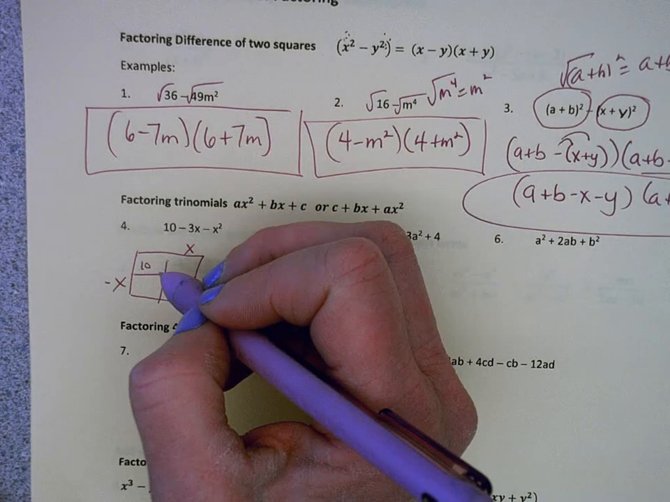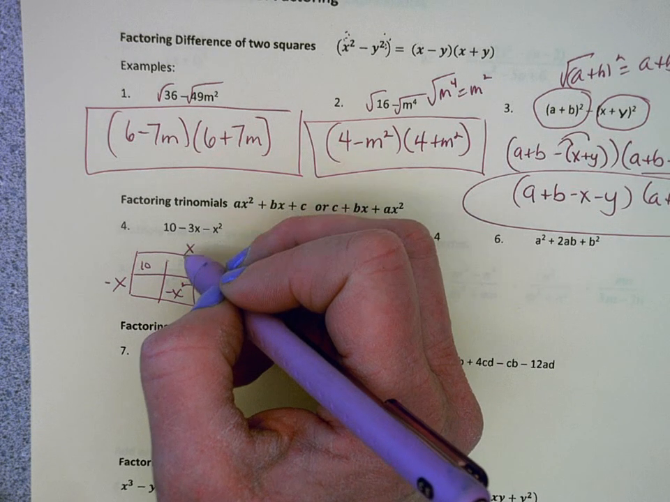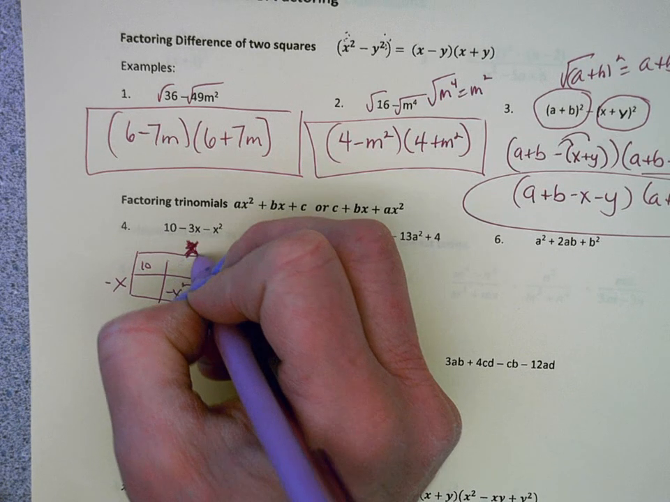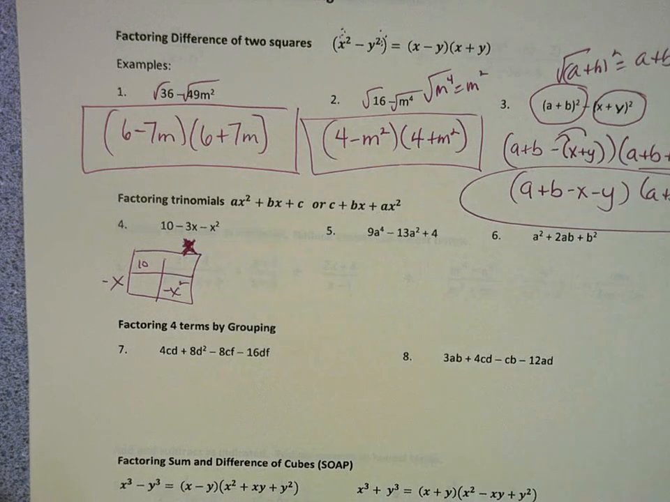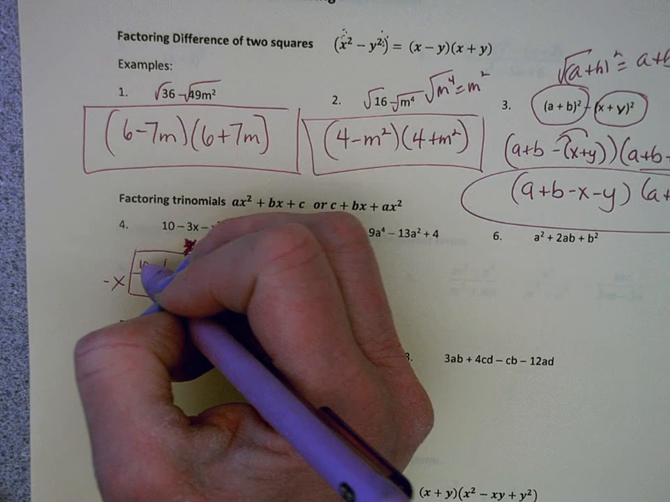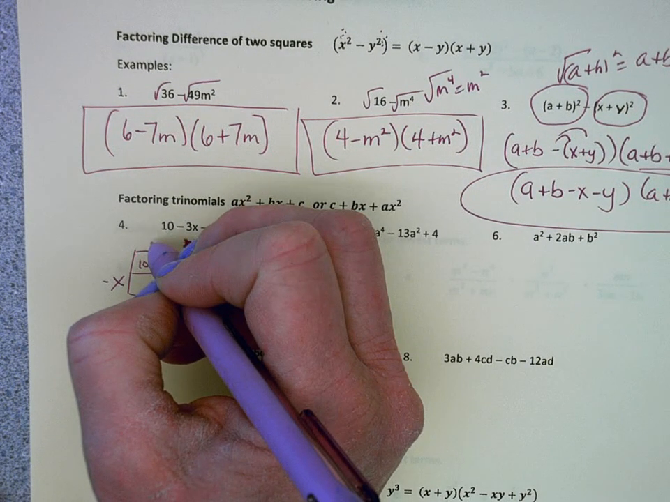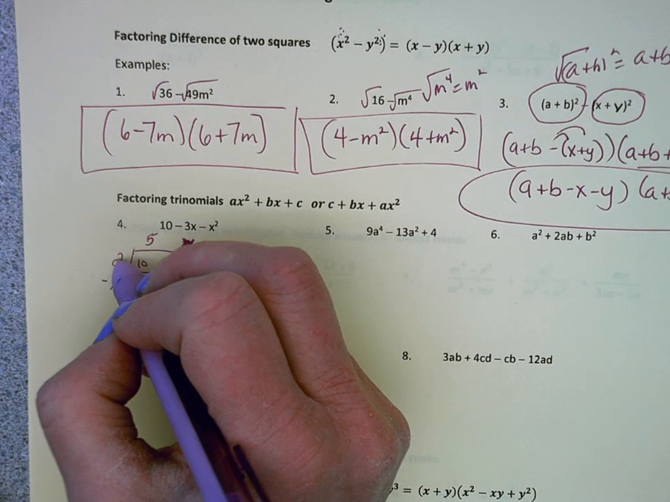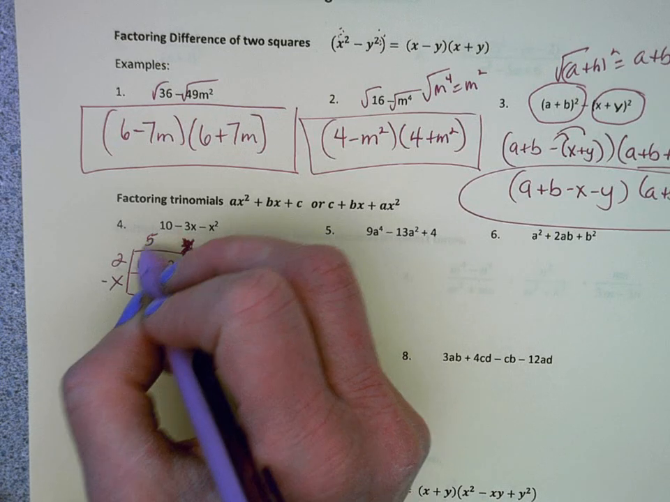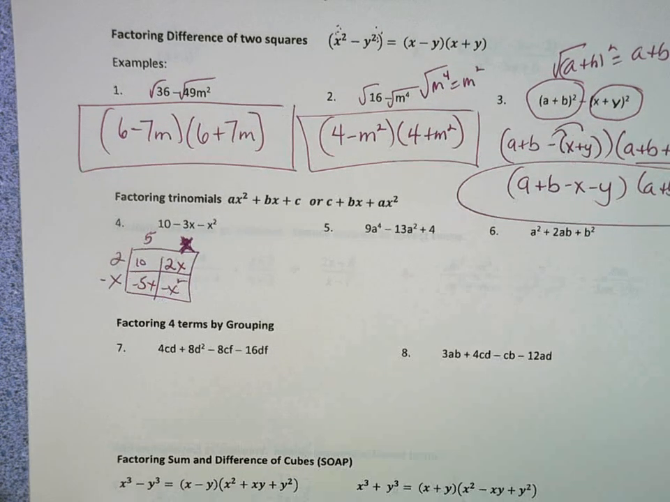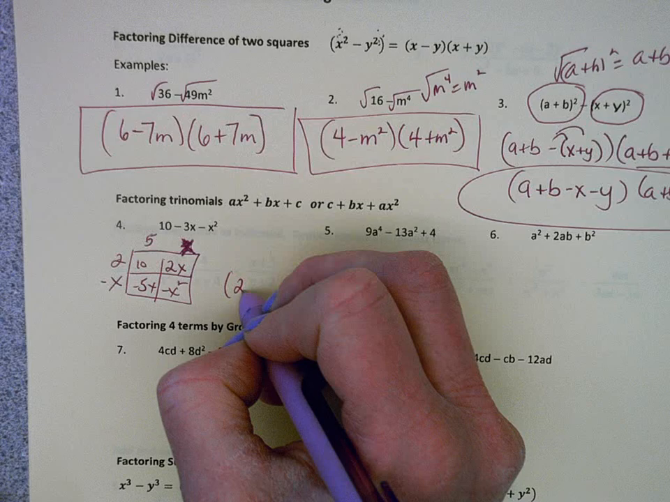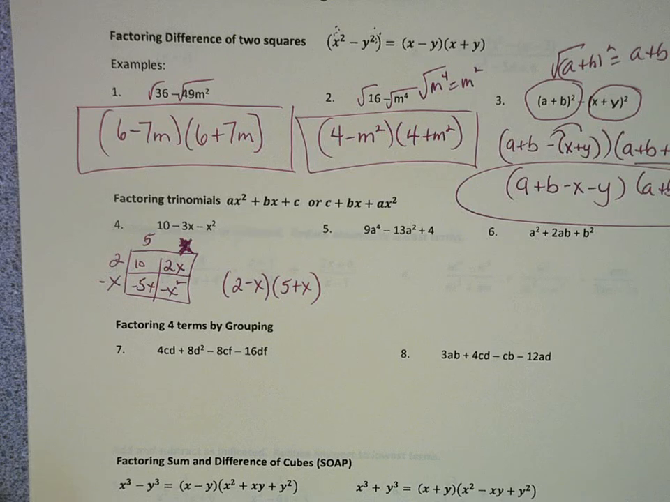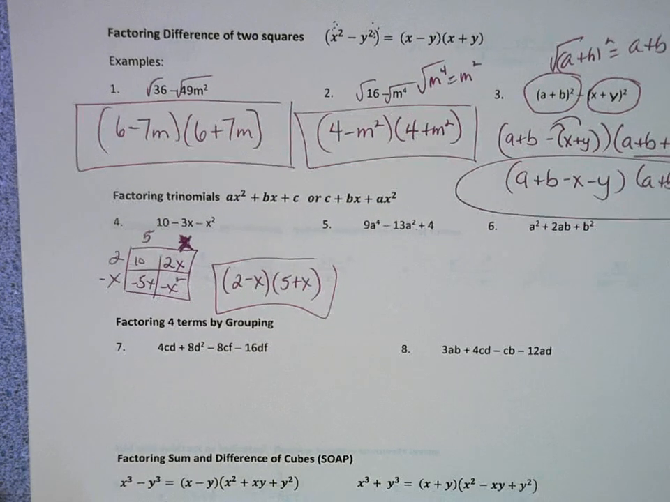And 5 and 2 are going to give me 10, but I want to make sure that I'm going to get a negative 3. So I know these are 5 and 2. Let's just say this is 5 and this is 2. 5 times 2 is 10. 2 times x, 2x. 5 times negative x, negative 5x. Hey, that will give me negative 3. So 2 minus x, 5 plus x. It's okay if it's backwards.